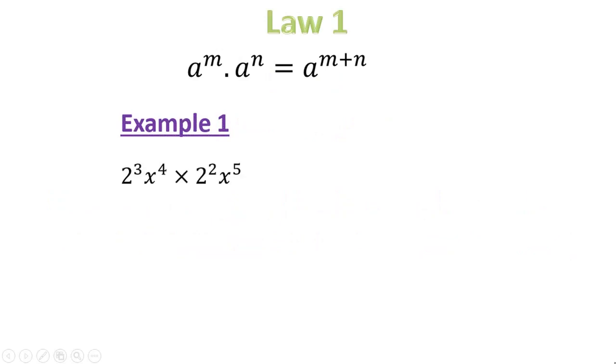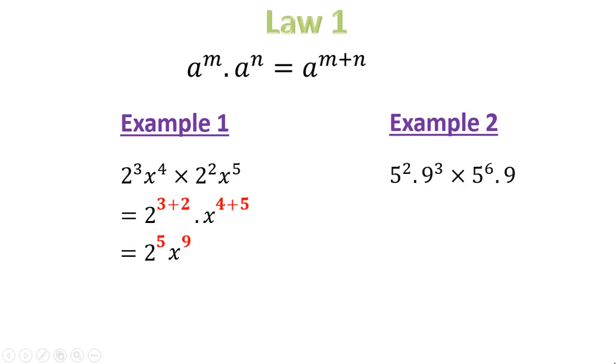Example number 1. I have 2 to the power of 3 x to the power of 4 times 2 to the power of 2 x to the power of 5. So that equals 2, and my bases are the same, so I add my exponents, 3 plus 2. Now I look at my x, and I have x to the power of 4 and x to the power of 5. Because I'm multiplying, I add my exponents, so I have 4 plus 5. So 2 to the power of 3 plus 2 is 5. X to the power of 4 plus 5 is 9.